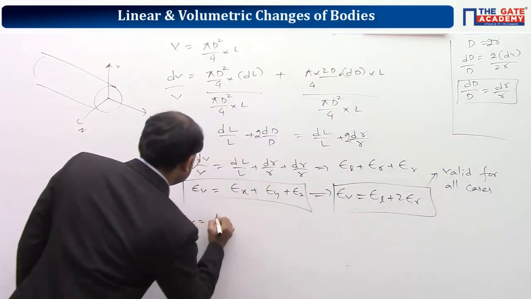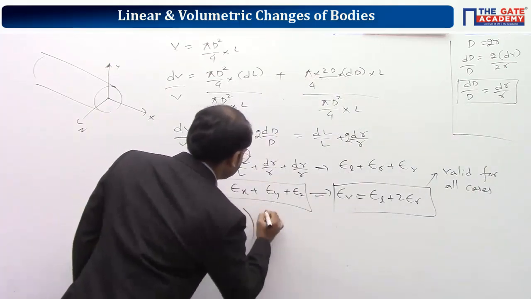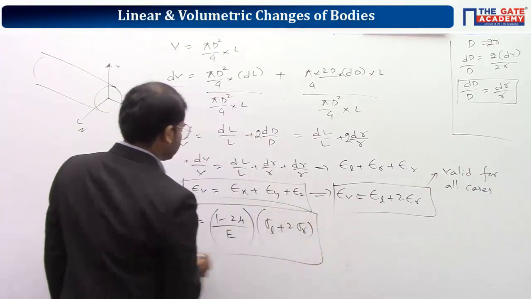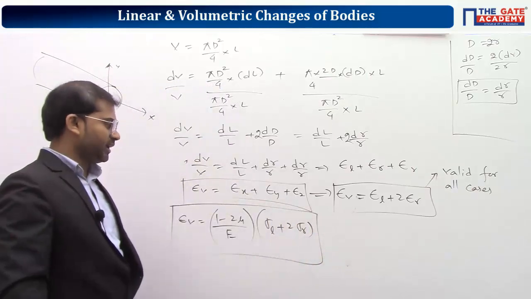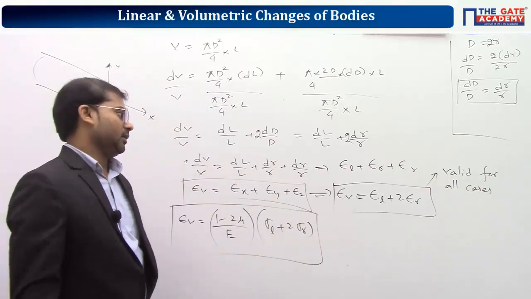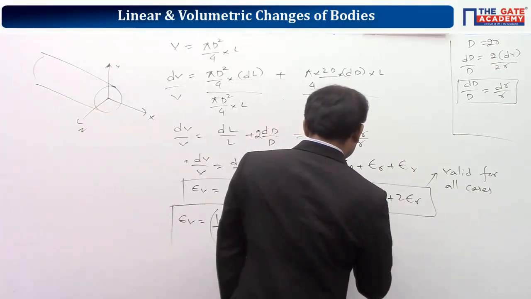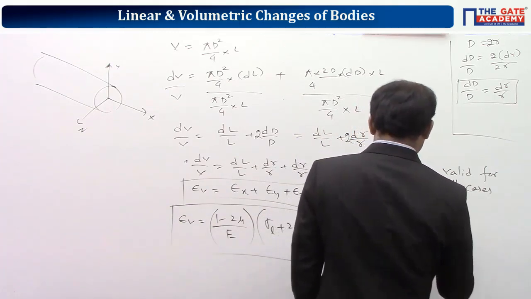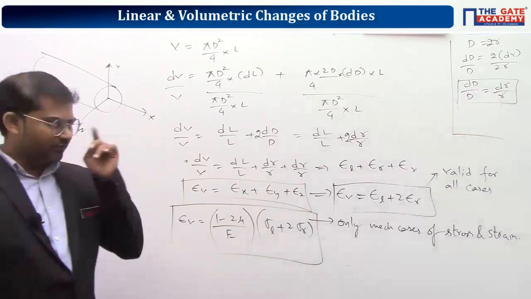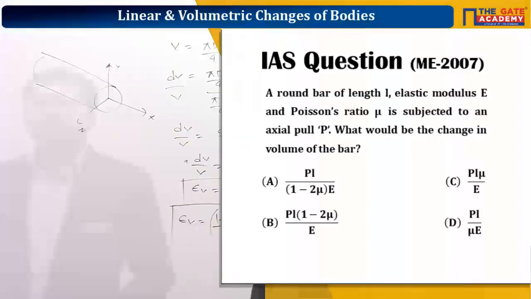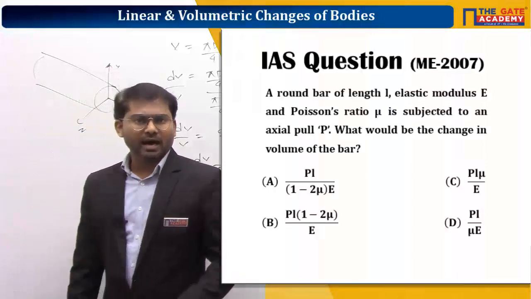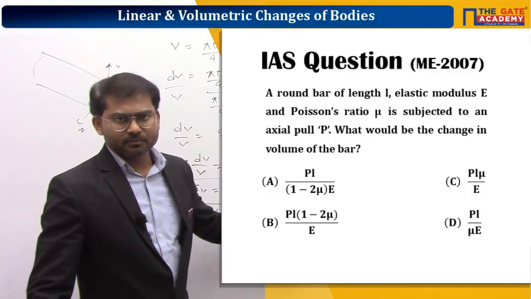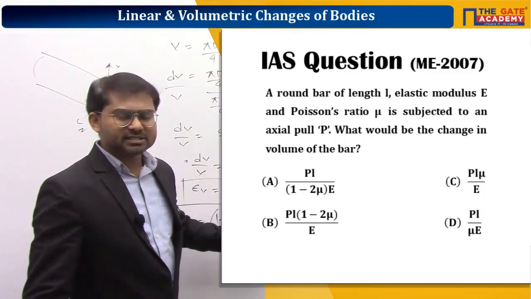Okay, but if you take this one, after substituting generalized Hooke's law equations, we'll get the volumetric strain to be (1 minus 2 mu) by E into (sigma L plus 2 into sigma R). And this equation is valid for only mechanical cases of stress and strain. Once you're done with this, you can copy the next question, get the answer. Sigma R means stress along radial direction. Okay, and sigma L means stress along length direction.